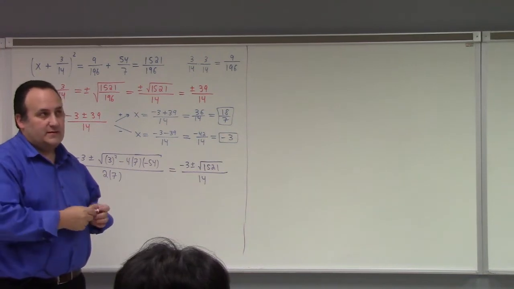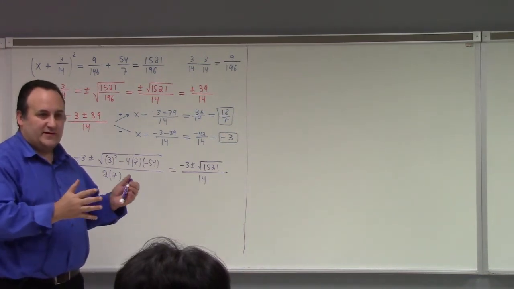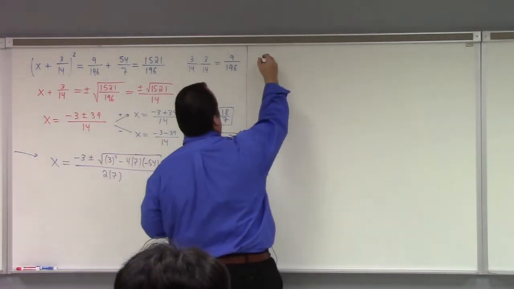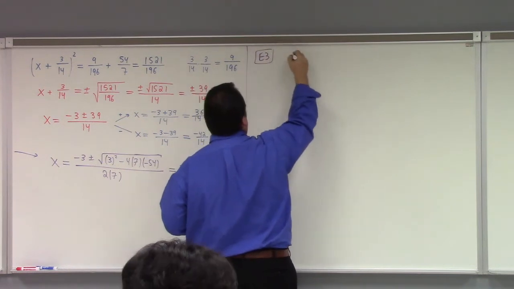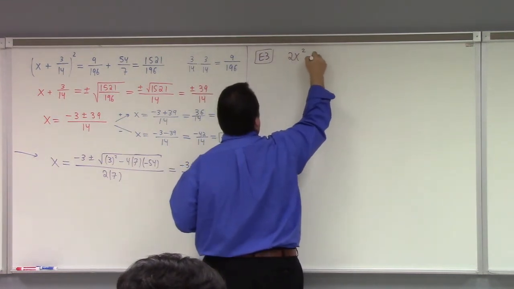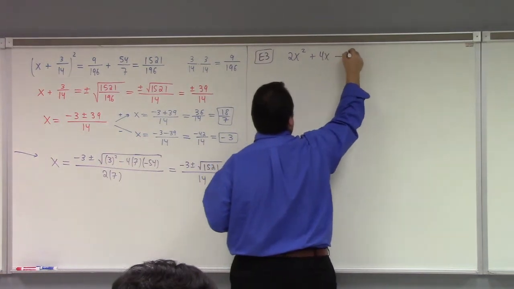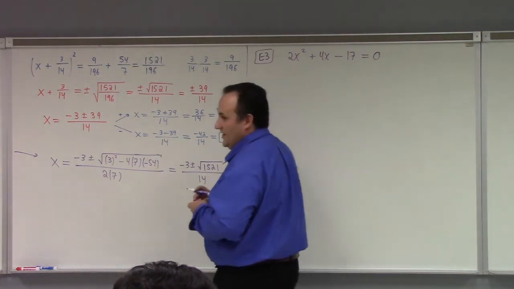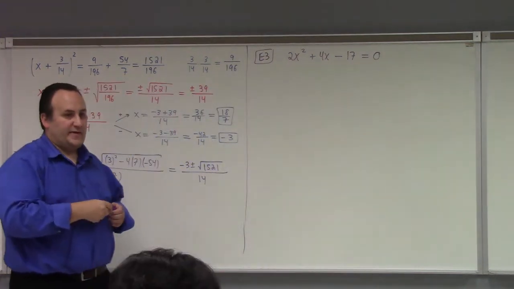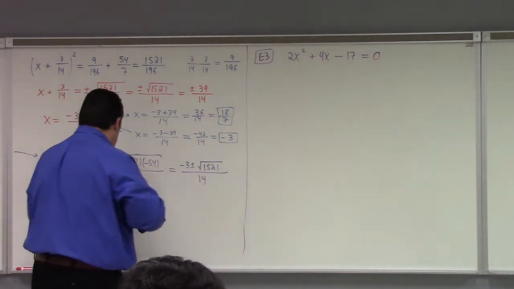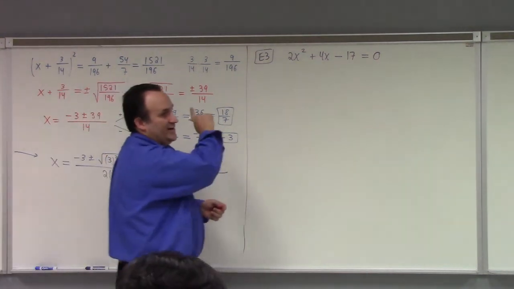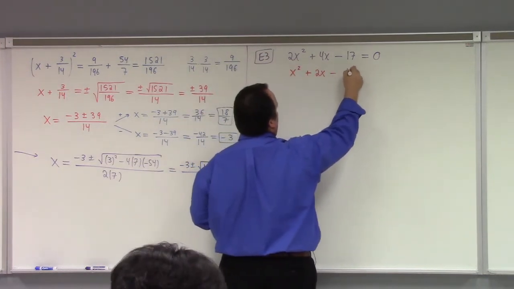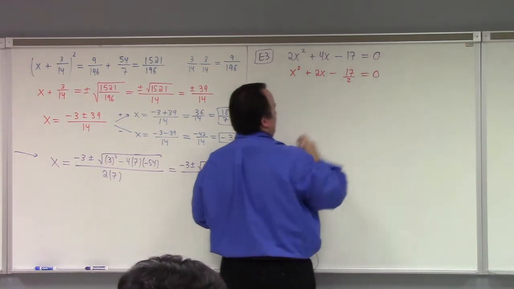Or, more likely, for the completing the square problem, I would just make it work out nicer, just so you have a sense of what I'm talking about. If we had something like 2x squared plus 4x minus 17 equal to 0, we could solve that with completing the square. It wouldn't be as bad. So step 1, I divide by 2. It's got some fractions in it, but it's not too bad.